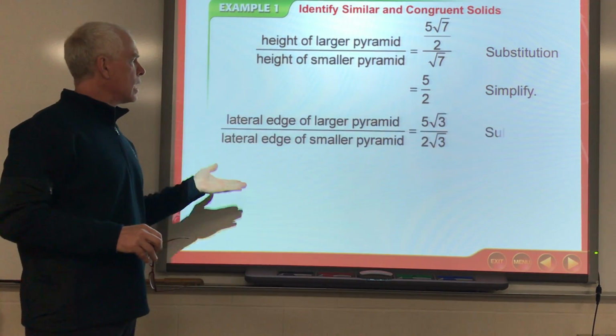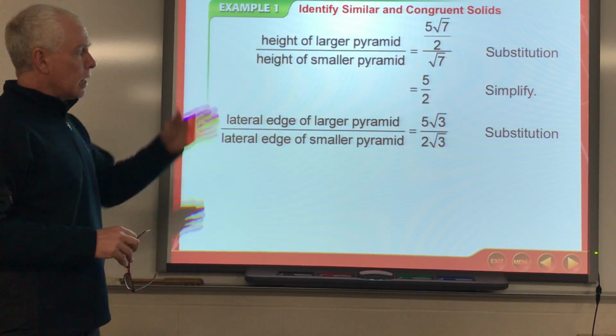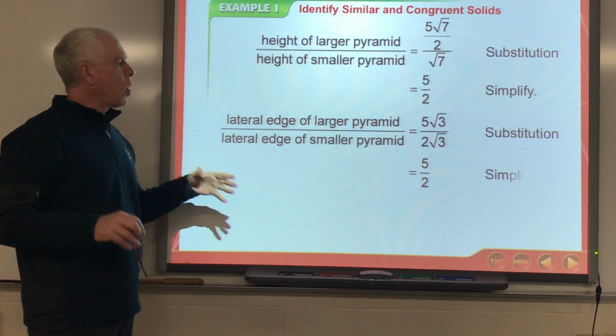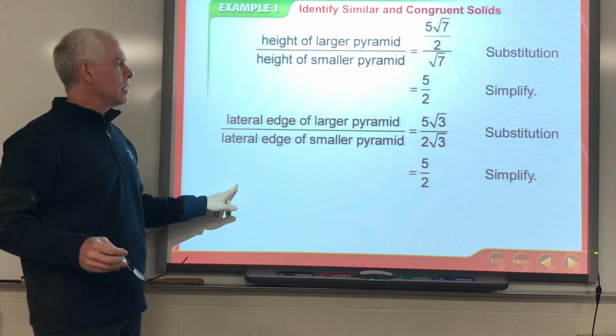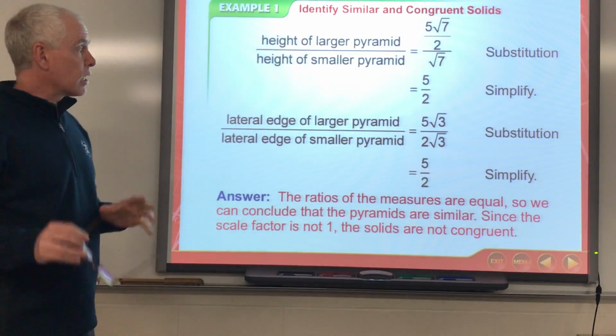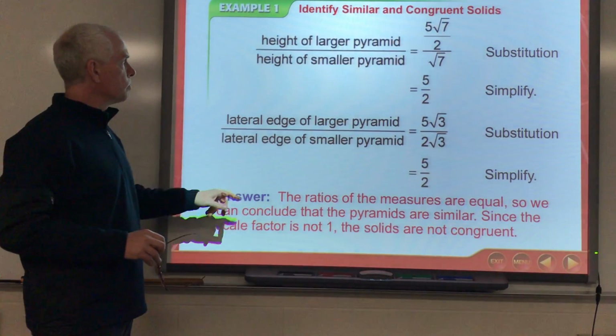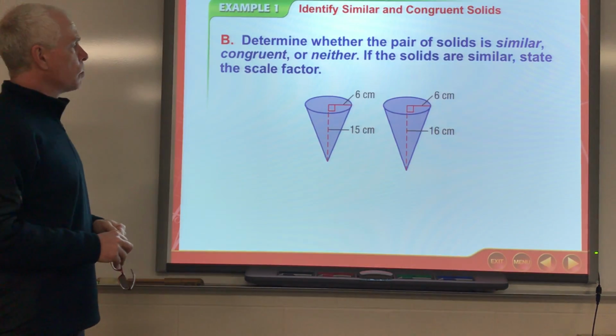And then we had one of those edges as well. And the square roots of 3 cancel, you get 5 halves. So all of them have the same ratio. You would say these are similar figures. They're not congruent because they're not the same, but they are similar. Okay? How about this one?